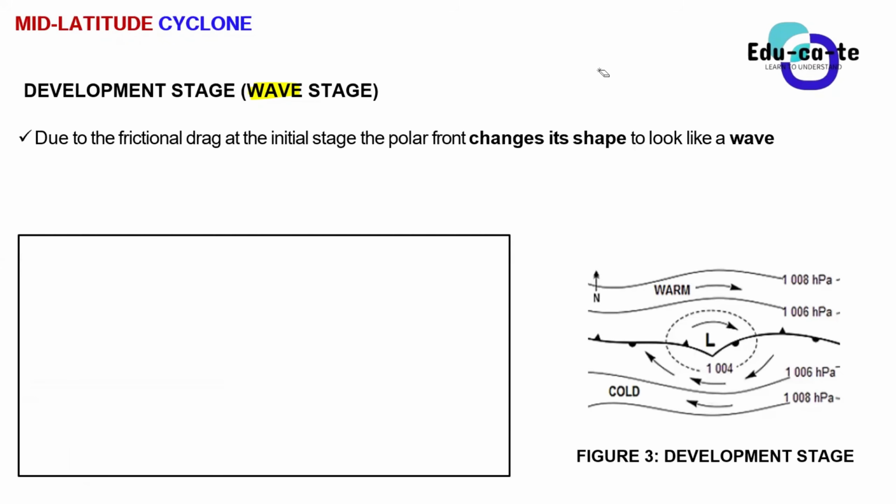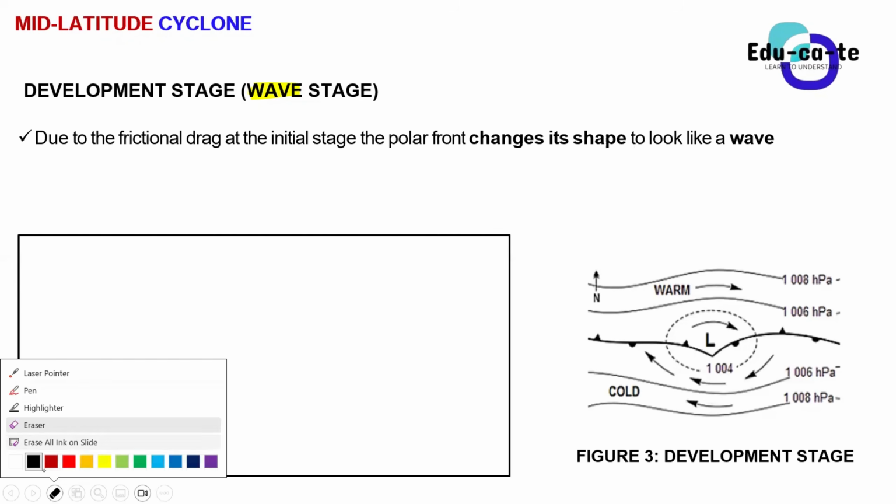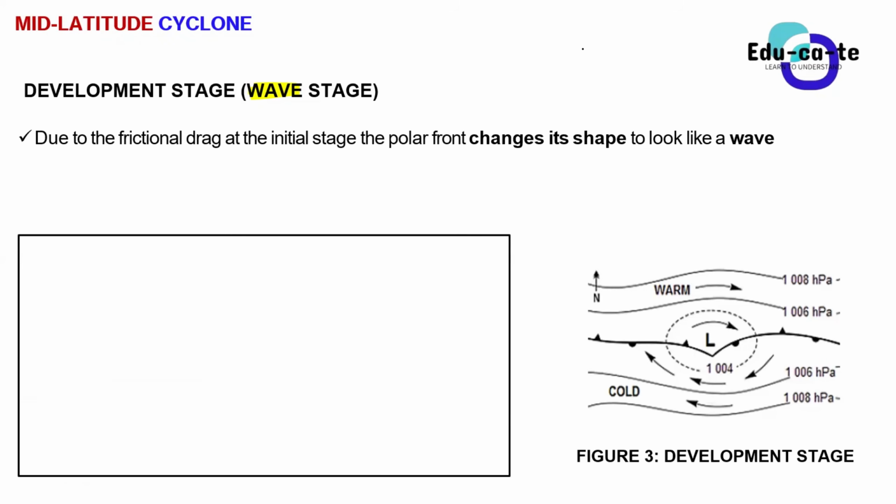So now, remember that we said that these two air masses are having a frictional drag during the initial stage because they cannot mix and they are blowing in opposite directions. So the polar front will change its shape to look like a what? To look like a wave. Just like the example of a line that I gave you, if one person punches on one side like this and the other person punches on the other side, your line will end up looking like this. You see? Something like this.